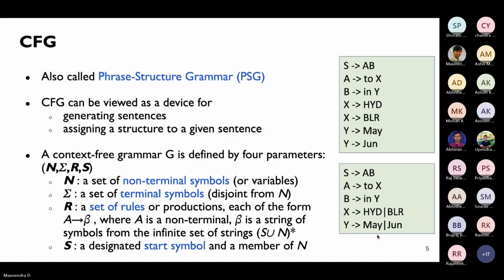Sir, on the earlier slide, for non-terminal symbols, could you please repeat once again why Hyderabad is not a non-terminal symbol? Okay, that is a complete word, actually. Hyderabad, okay. Bangalore. Okay, yes, sir.